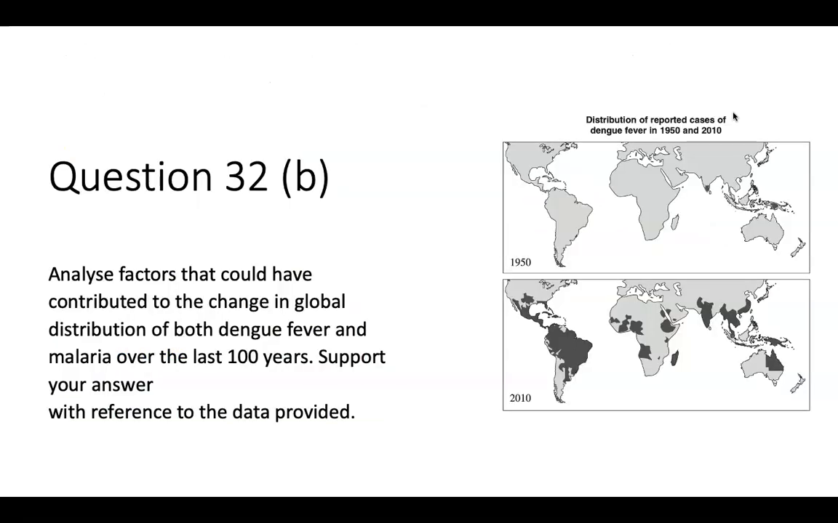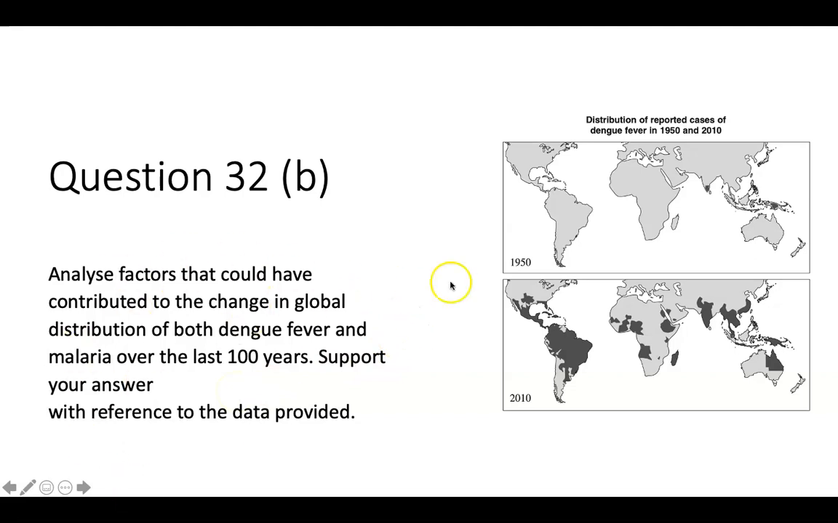All right, this next question comes from the HSC. And the question here was analyse factors that could have contributed to the change in global distribution of both dengue fever and malaria over the last 100 years. Support your answer with reference to the data provided. Now, a couple of key things just to realise here. This is 32B, which means 32A would have led you into this particular question.